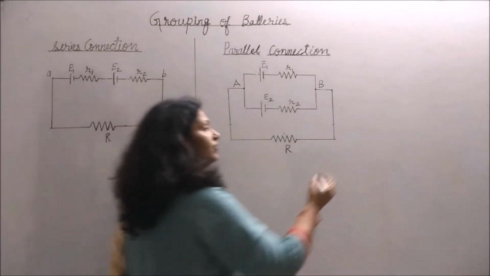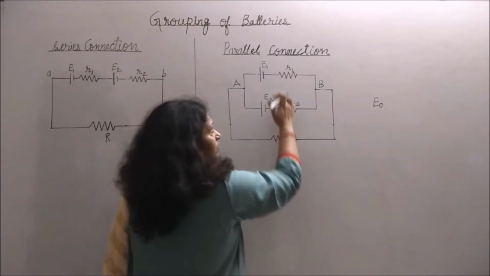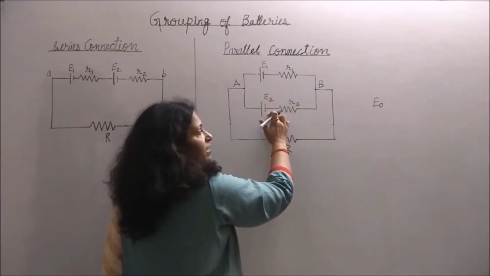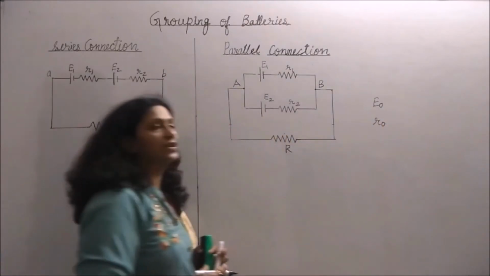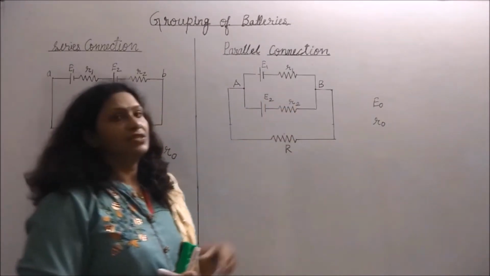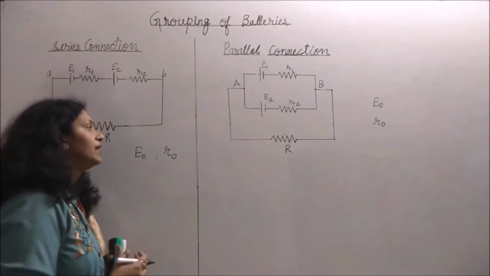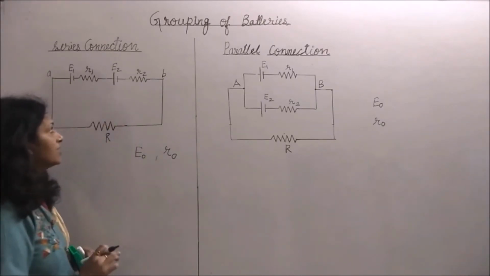Here also we have to find E naught, equivalent EMF effect of these two batteries and equivalent internal resistance of the two internal resistances. So we will find it one by one. First, consider this series connection.